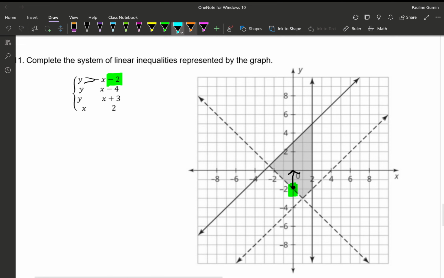All right, let's do the next one. This one has a -4 as its y-intercept.